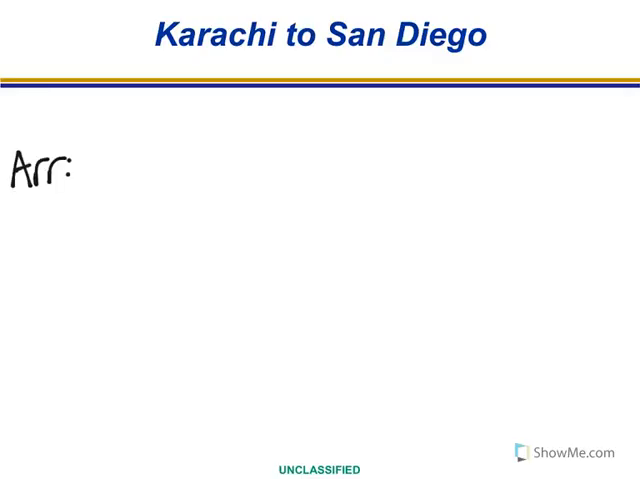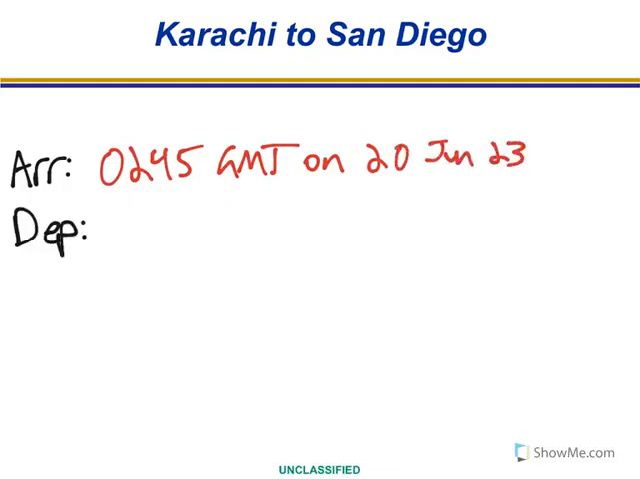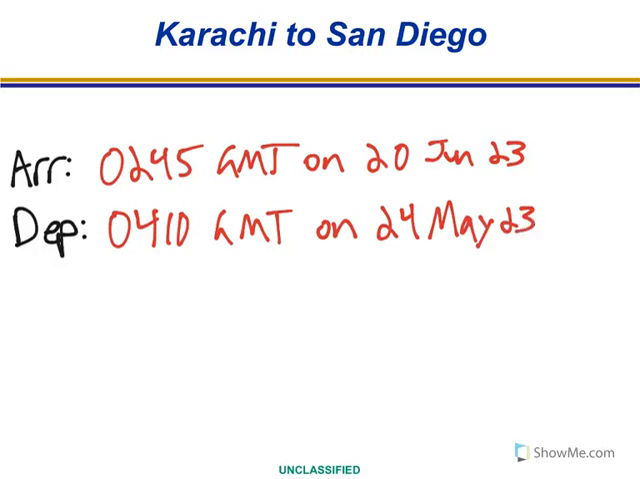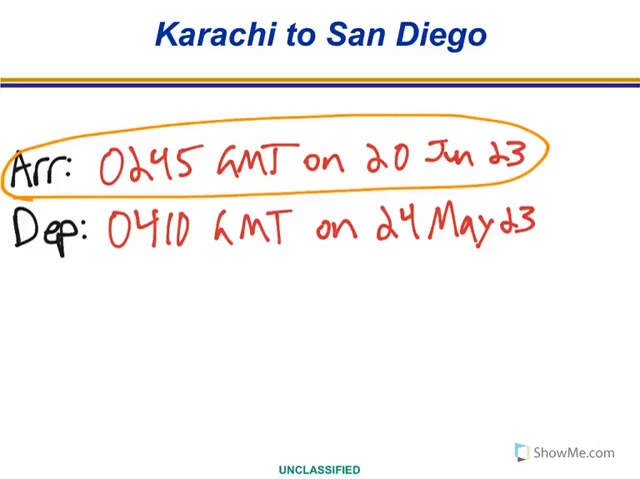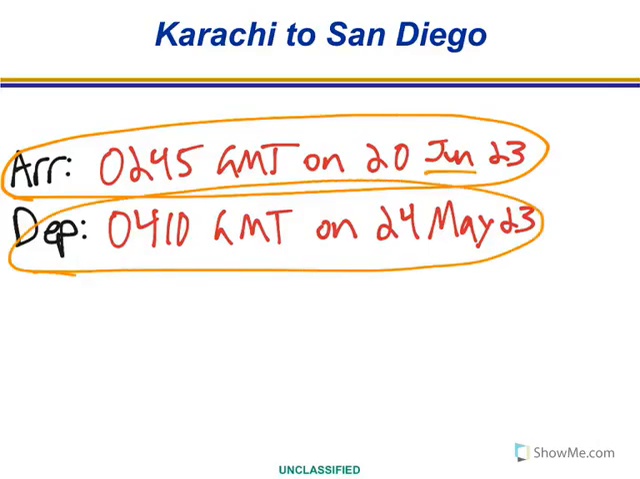We need to arrive in San Diego at 0245 GMT on 20 June 2023. And we need to depart Karachi, Pakistan at 0410 GMT on 24 May 2023. You probably noticed that I put my arrival time on top, my departure time below, because we're about to do some subtraction. This is the way I prefer to do it because this number, I see it as a bigger number than this number because it's later, June compared to May, so that when we subtract, we'll take this bigger number on top and subtract the smaller number on the bottom.